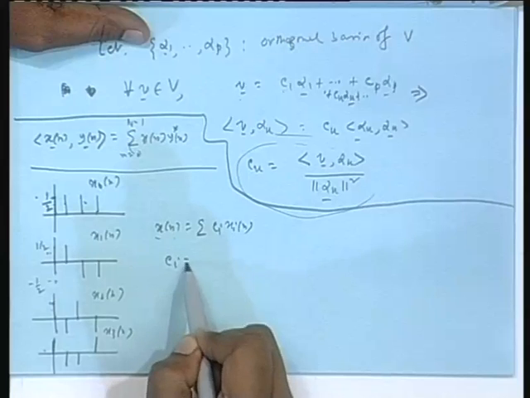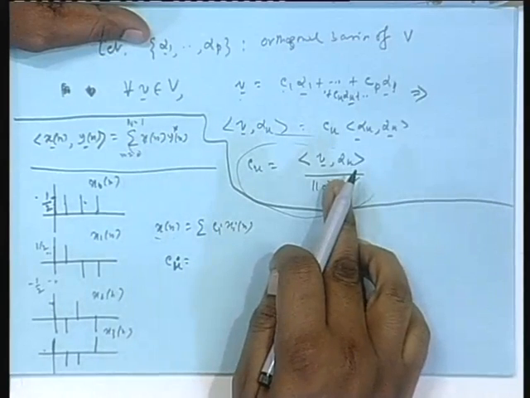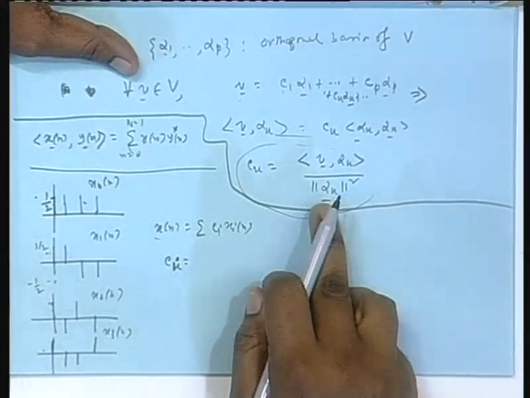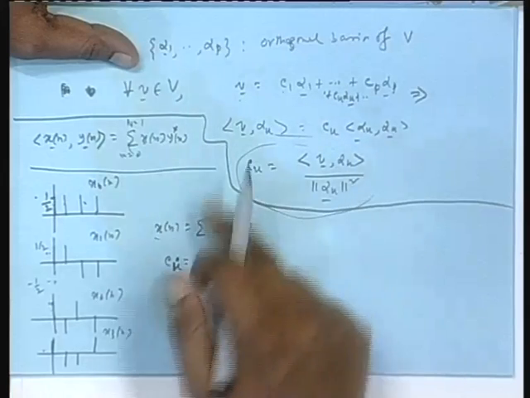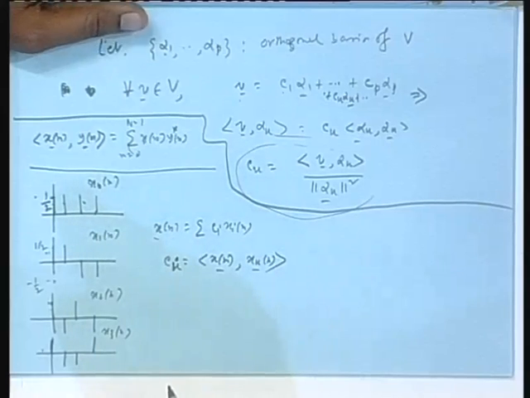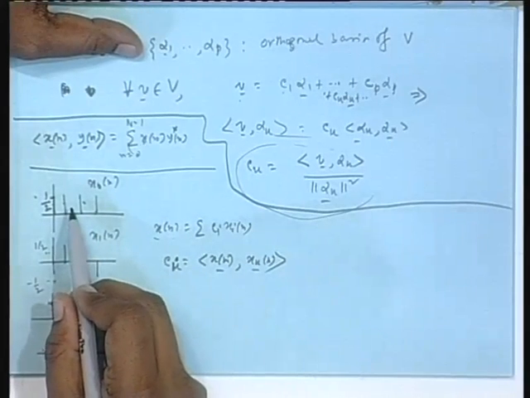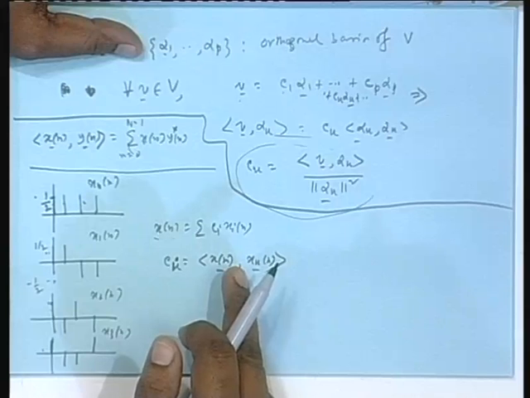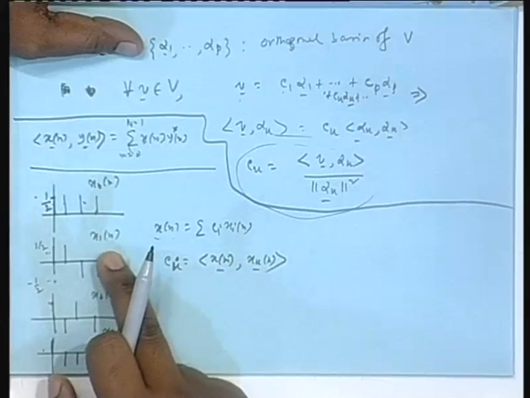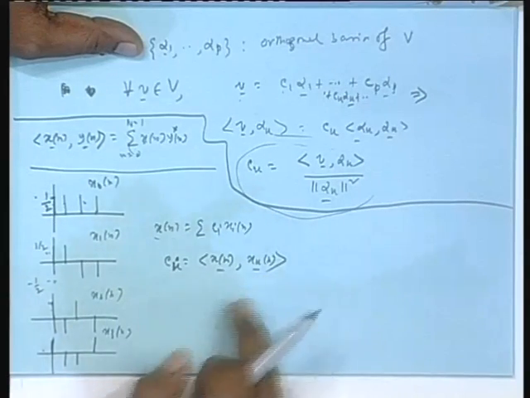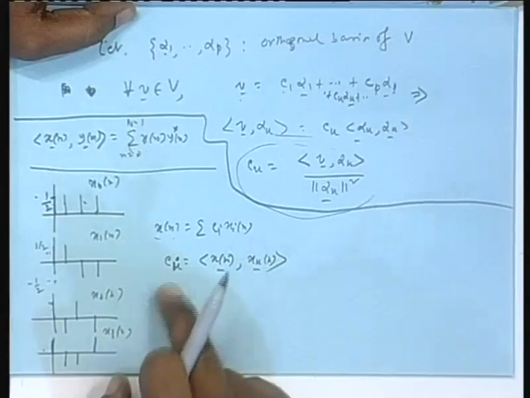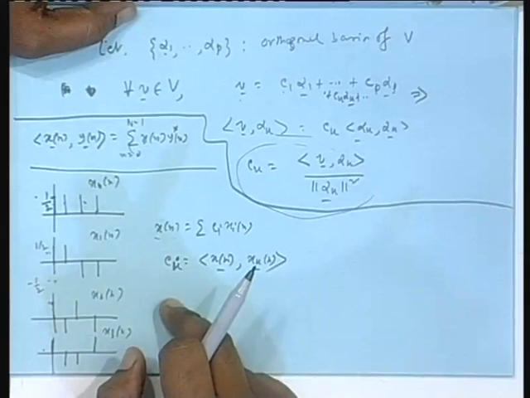How to find c i, a particular c k? Use the formula, and they are now orthonormalized, are they not? They are normalized already, so the denominator is 1, and you simply have the numerator, the inner product between x n and a particular x k n. If it is x k n, put that back here. You get the corresponding coefficient. Put the sequence here and carry out the inner product, sample wise multiplication and addition, and you get c 2 like that. These are called transform coefficients. Okay.